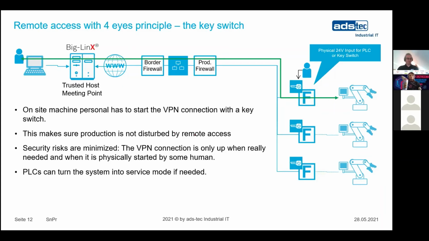This way, security is maximized, because the VPN connection cannot be started automatically in this setup. It takes a human to trigger the switch. And that's good, because even if the VPN connection were online all the time, it's an additional risk. If you don't have humans on site, some sites are fully automated with no humans there, you can connect the PLC and the PLC can call home if you need it. Also a possibility.